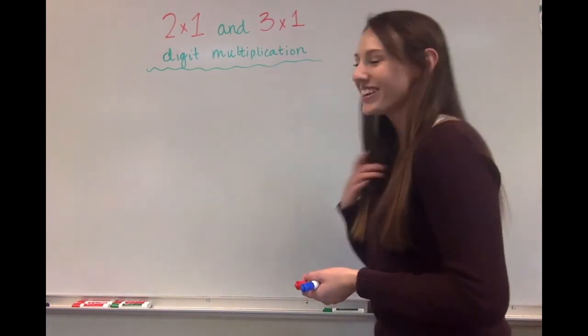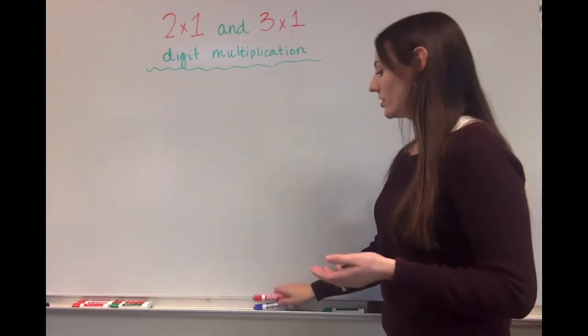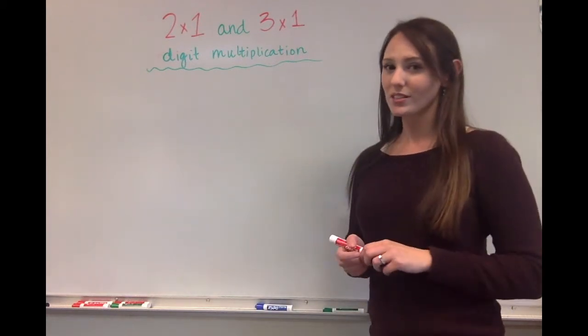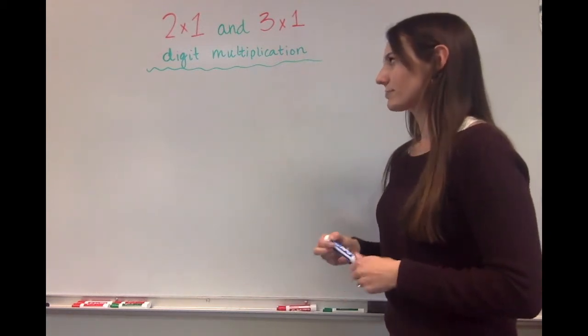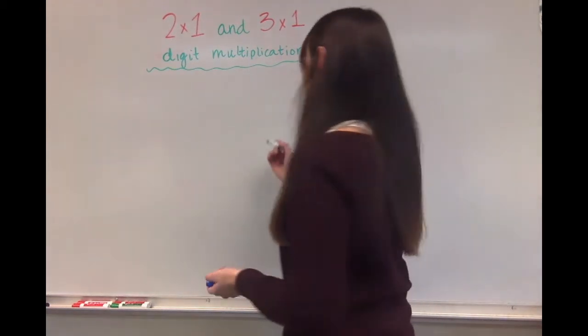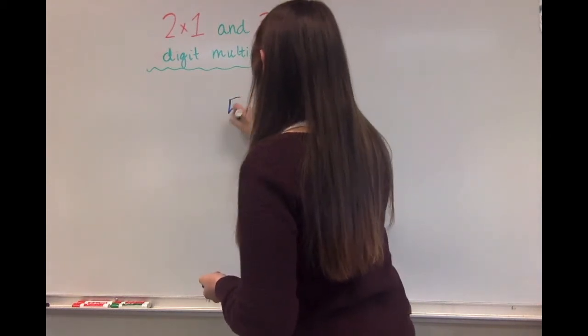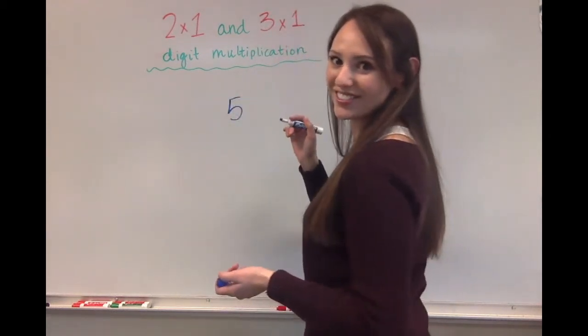Okay, let's get started. So we're going to start with just some random numbers because we're just focusing on the procedure today. So let's just do 53 times 4. So I'm going to set up my problem. Make sure you're doing it on your page as well.